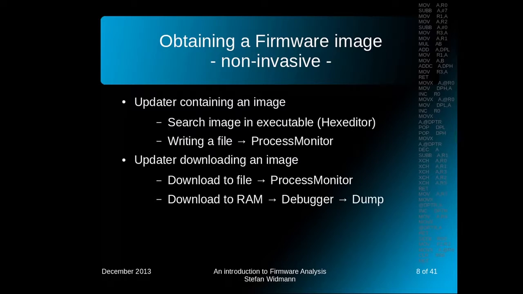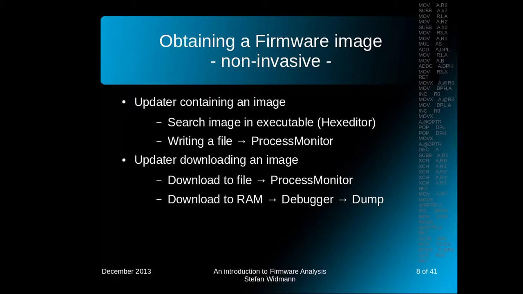If it is an updater just containing the firmware image, we can search for the image within the executable using your favorite hex editor. Maybe the updater is writing the data to a file, into a temporary file in most cases, and deleting it after usage. You can use Process Monitor. It's like strace, but in the Windows world. You can take a look at what files are written to disk, and you can try to capture it before it's getting deleted.